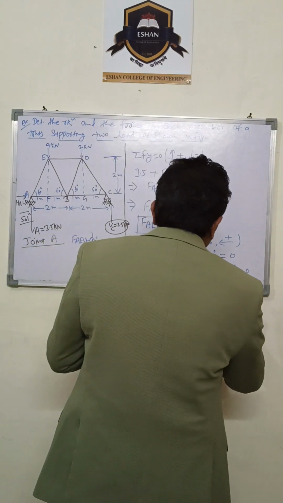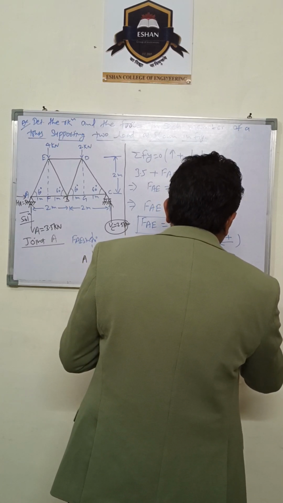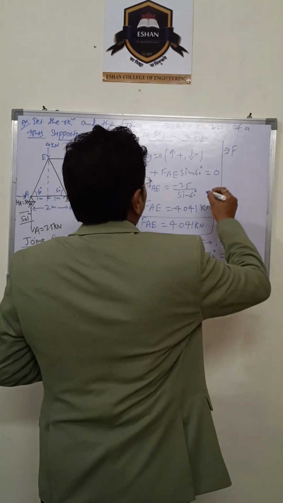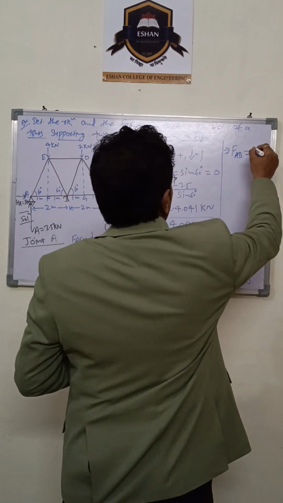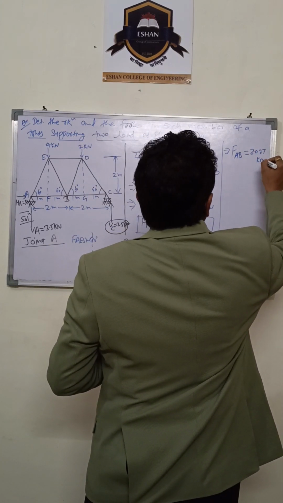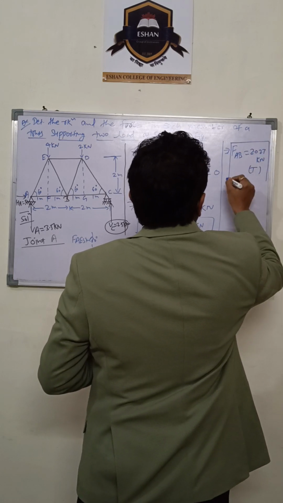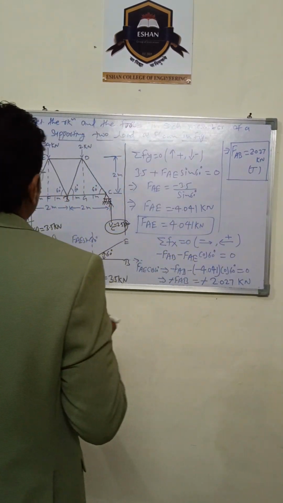That means 2.027 kilonewton. The minus cancels. Okay, FAB we get the value: FAB equal to 2.027 kilonewton. Positive indicates a tension member. Now further consider the next joint.